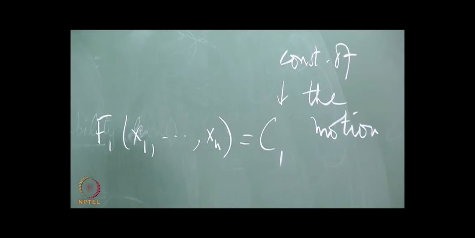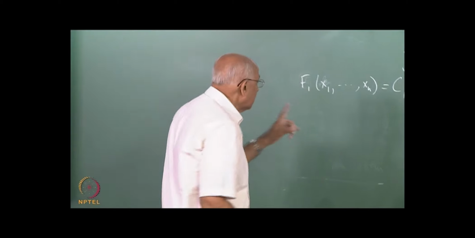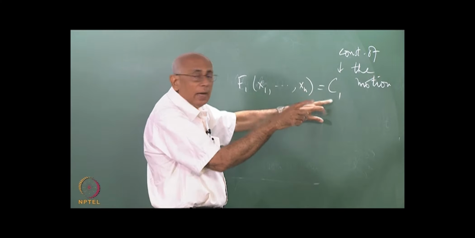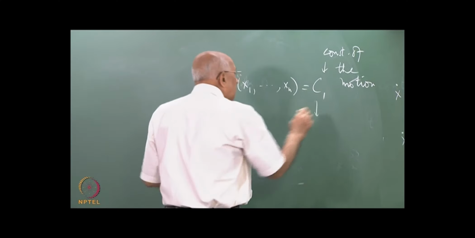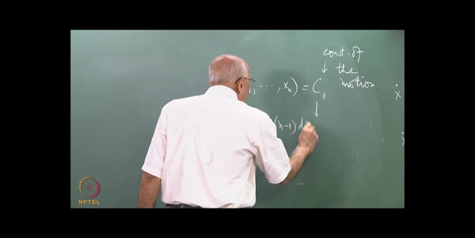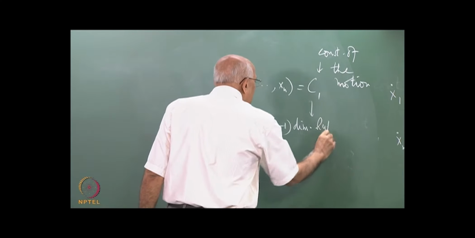What does that imply for the phase trajectory? It implies that this combination has always got to be constant, and this defines for you in this n dimensional phase space an n minus 1 dimensional hypersurface.